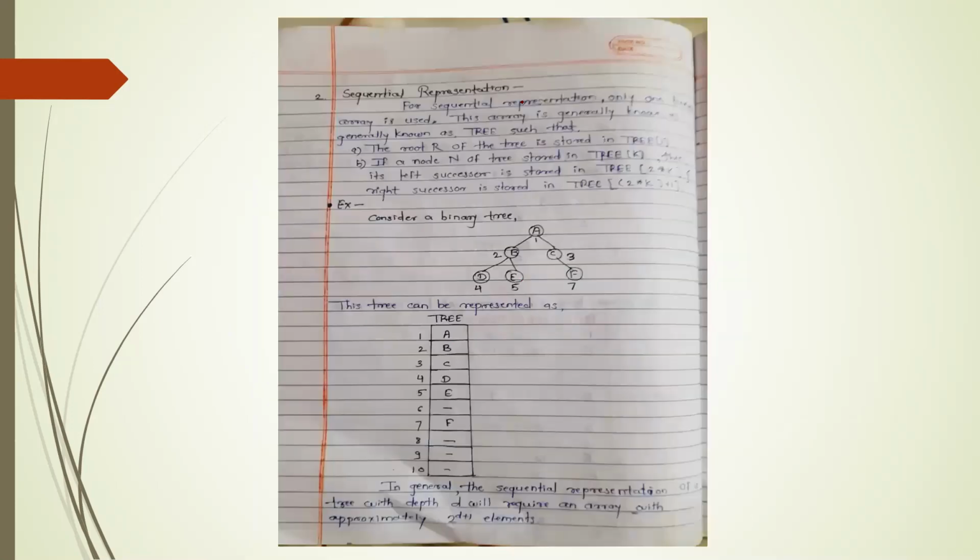Now second is sequential representation. For sequential representation, only one linear array is used. This array is generally known as tree, such that the root R of the tree is stored in tree 1. If a node n of a tree is stored in tree of k, suppose consider a binary tree.